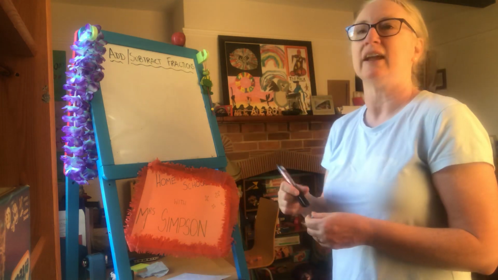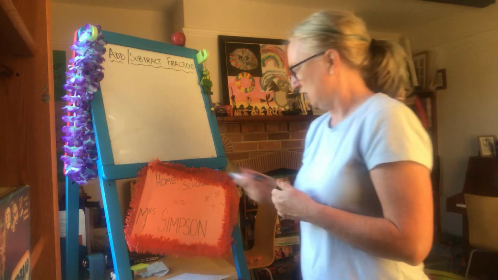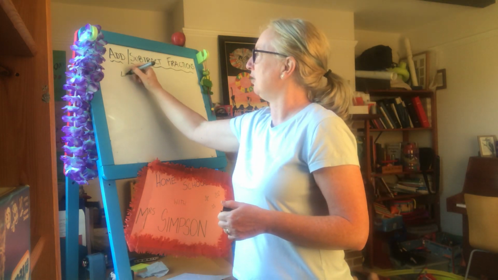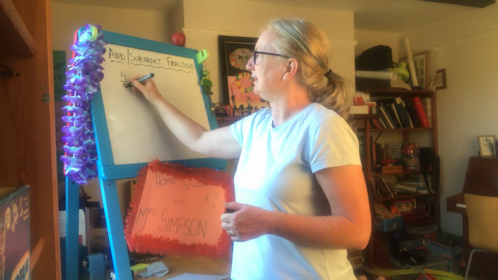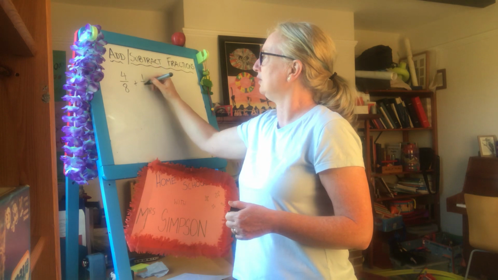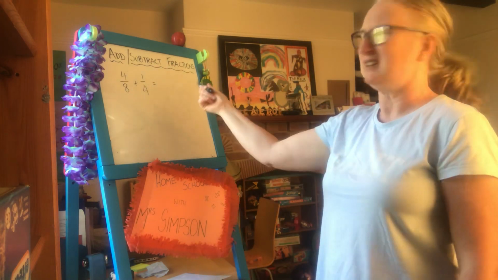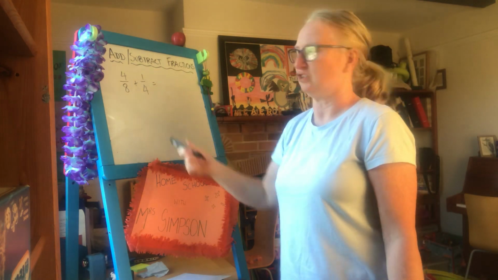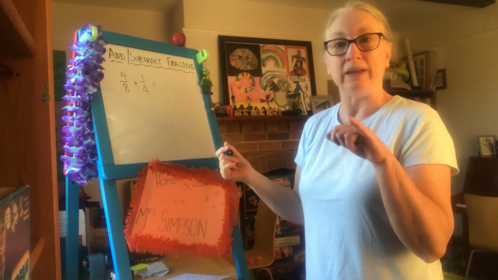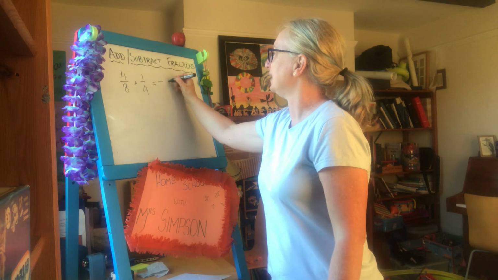So what we need to look at here is how to rename them. So let's say we've got a fraction of 4/8 plus 1/4. And what does that equal? Well, they're different. They're like dogs and fish, so we can't add them. But we can rename them so that they are the same thing in the middle.